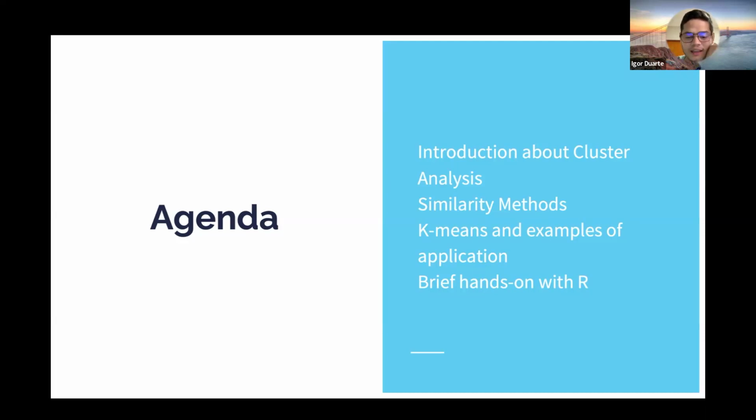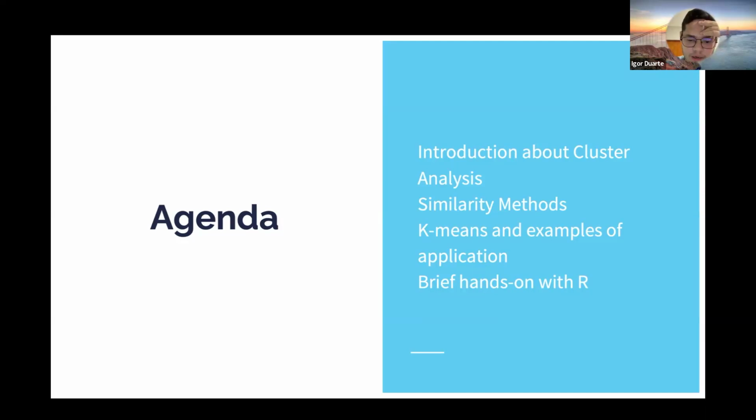Today I bring some topics. First of all, an introduction to the concept of cluster and some historical aspects, and second, methods of similarity and why they are important in a cluster analysis pipeline. Thirdly, some application examples, and finally, a brief hands-on session with a summarized pipeline. In this hands-on, I will just share my screen because I think it's more practical.